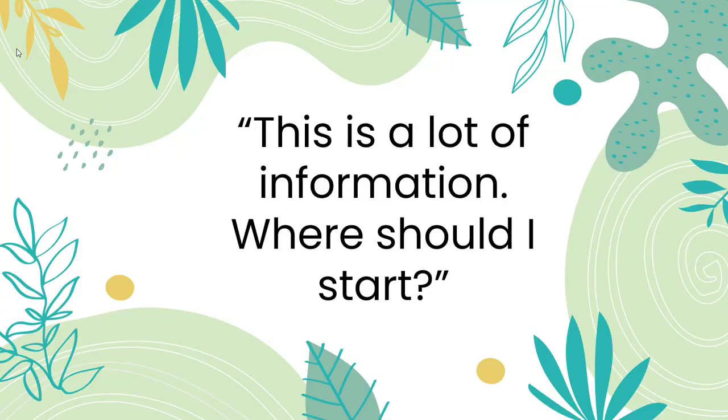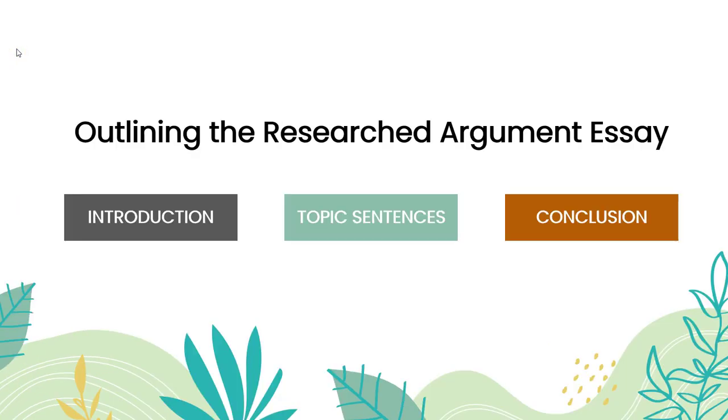At this point you might be thinking, okay, this is a lot of information. Where should I start? And I would encourage you to start this drafting process by creating an outline of your researched argument essay. Write your introduction paragraph, including your research question and your tentative thesis. Even if it changes a little bit, that's okay. Write the topic sentences for your support paragraphs so that you can map how your paper is going to progress. And then write your conclusion.